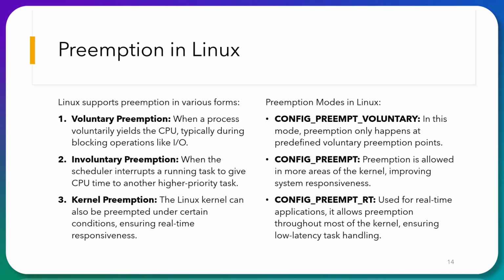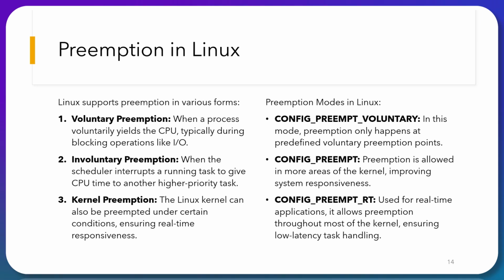Preemption allows Linux to interrupt a task to switch to a more important one. There are different types. Voluntary preemption happens when a process blocks on I/O or calls sched_yield. Involuntary preemption happens when the scheduler forcibly switches to a higher priority task. Kernel preemption means the kernel itself can be interrupted, depending on the configuration. This improves responsiveness but can increase complexity in synchronization.